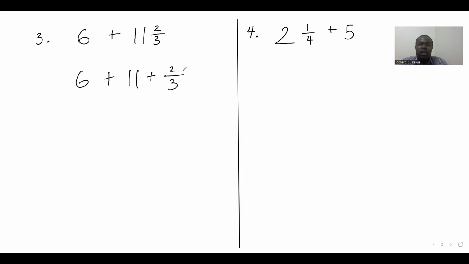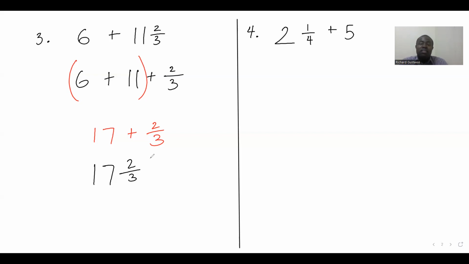After we have separated or rewritten the mixed number as a combination of a whole number and a common fraction, we can now add the whole numbers. So let's add the whole numbers. It says 6 plus 11. We could put parentheses around them. So it's 6 plus 11, that will give us 17. And then we can add the 2/3 back. All right. So if we add 17 and 2/3, that is simply 17 and 2/3 as a mixed number.